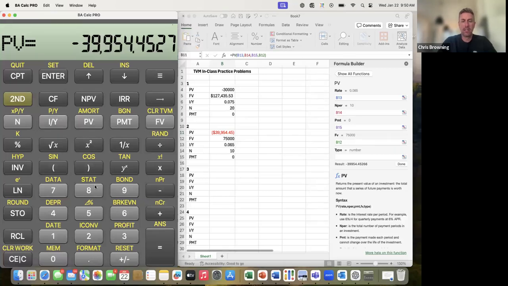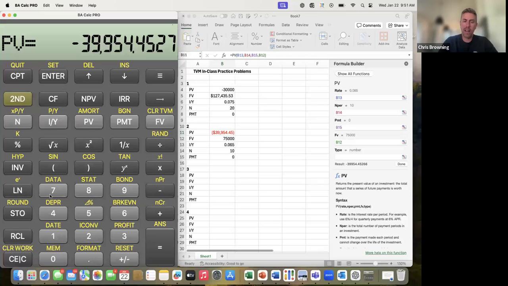All right, so there's two ways that we can work these TVM problems. The way that I just did it is I overwrote the previous entries that I had from problem 1. So I entered a number for every single function, and when I enter a number for the function, it overwrites the previous entry for that function. This is what I would call the experienced way.